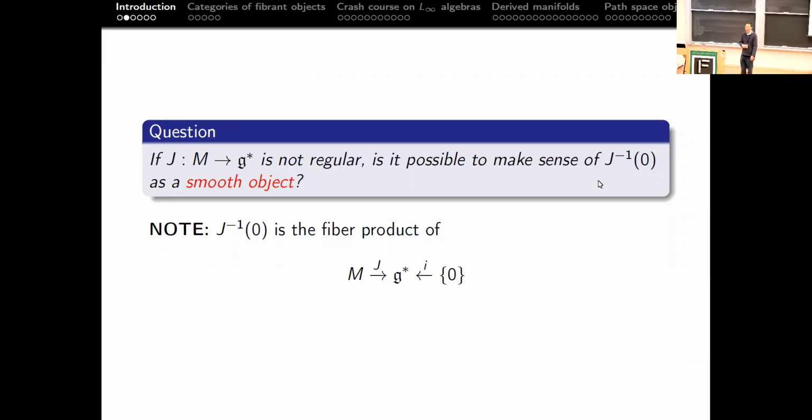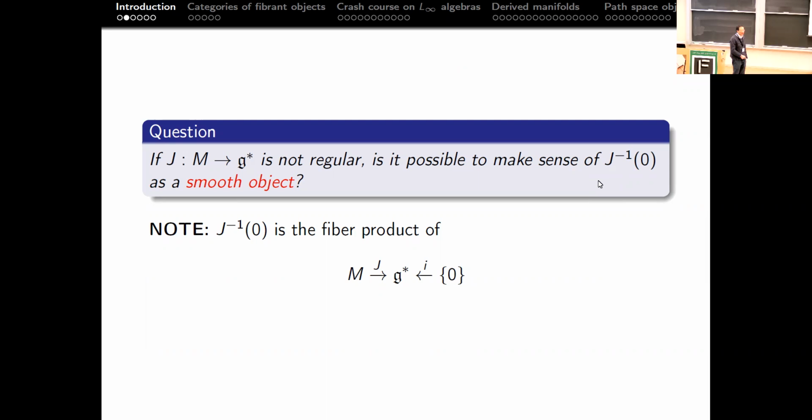So revisit the paper and try to see, one goal is to see if there's a way to recover what Rayo and Eugene did 30 years ago using derived differential geometry. This is the ultimate goal, but I don't know. The first step is just to see what J inverse 0 is. J is a momentum map, and we try to see if this is a smooth object.